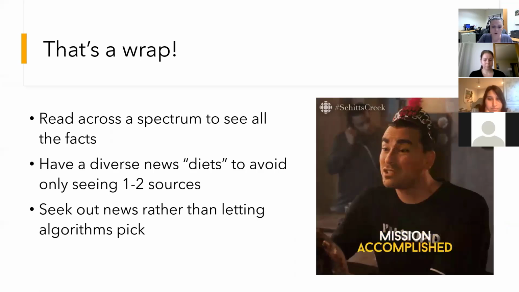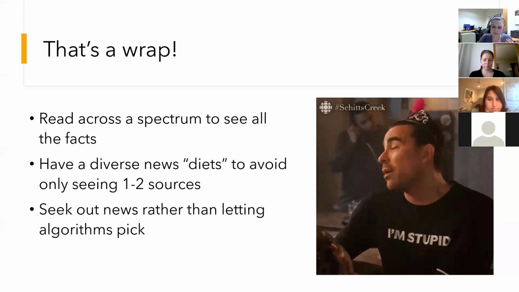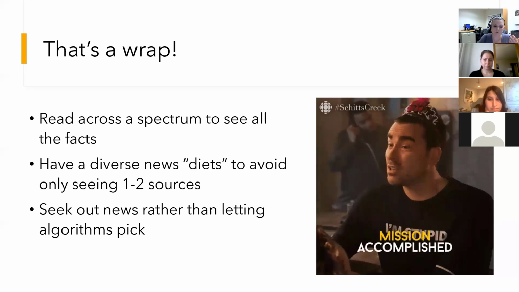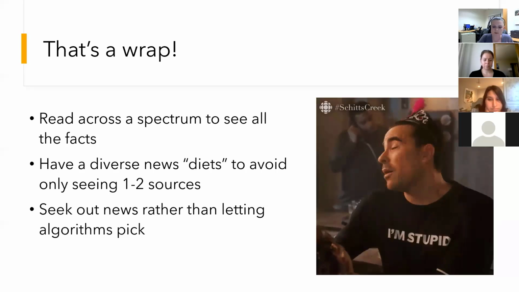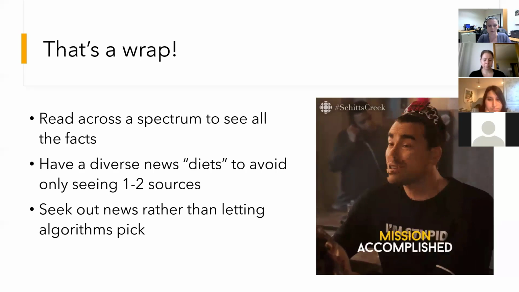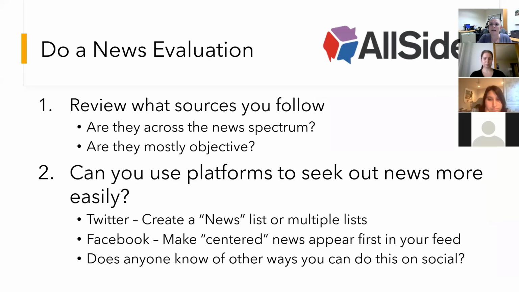And when we only use social media to bring those stories to us, we're really allowing our news to go through these filters and algorithms of what our friends share and what we're liking. So we really need to be aware of what we're following and sometimes seek out different news. So one thing that I did a little while ago was a news evaluation. I reviewed what sources I follow. Are they mostly across the spectrum? Are they objective? Am I skewed in one direction?